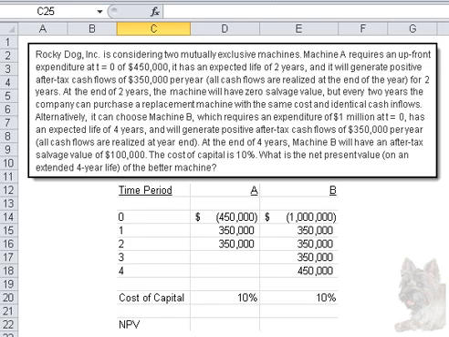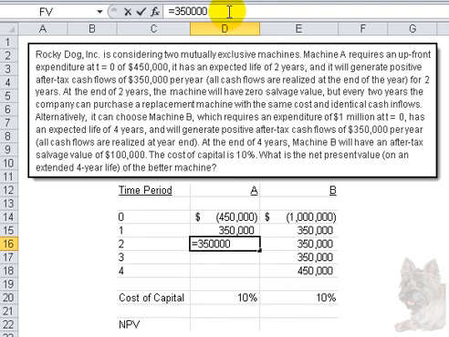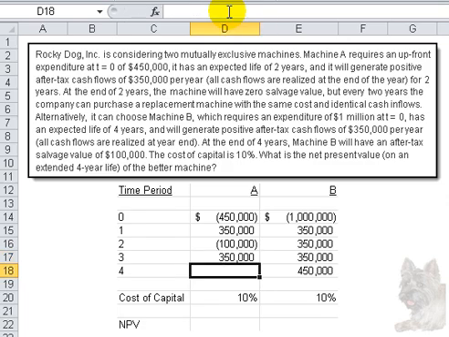Okay, now what that means is extended 4-year life, we can replace machine A every 2 years. So at the end of the second year, we could make the purchase again. Well, what that means is in this cell, we've got to add in that extra $450,000 cash outflow again. So I'll subtract out $450,000, which is the same as adding a negative $450,000, the cash outflow. And then it'll generate $350,000 for the next 2 years. So we'll put that in.